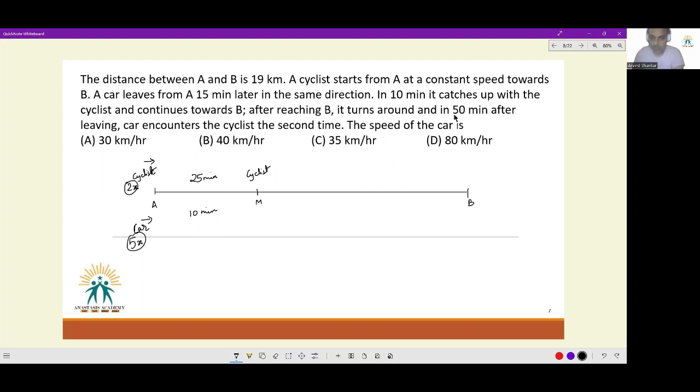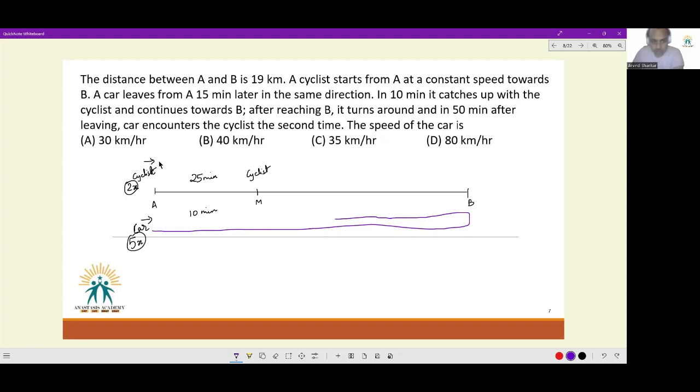After reaching B, it turns around, and 50 minutes after leaving, the car encounters the cyclist the second time. Okay. Now see, journey-wise, what has happened? What has the car done? Car went forward, then started returning.